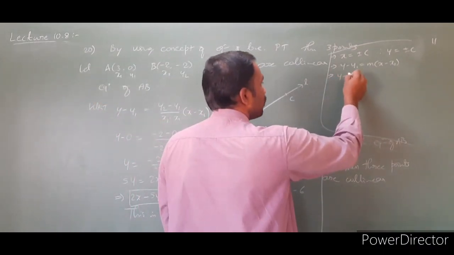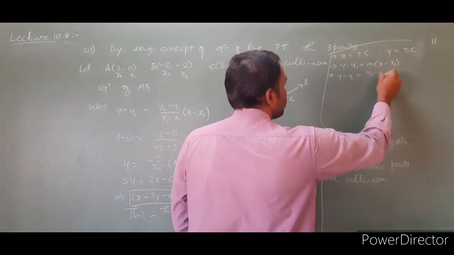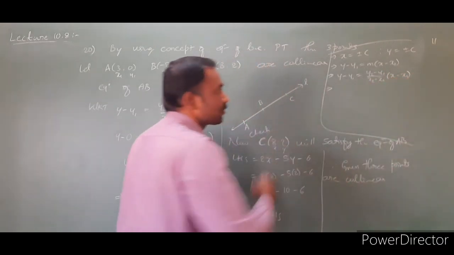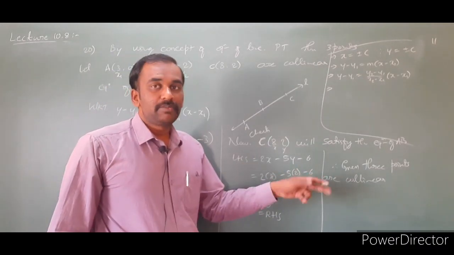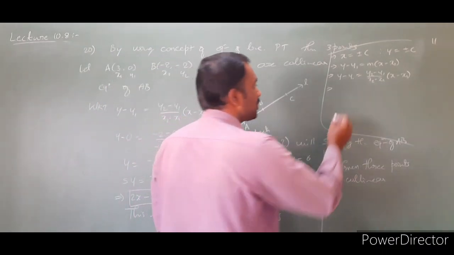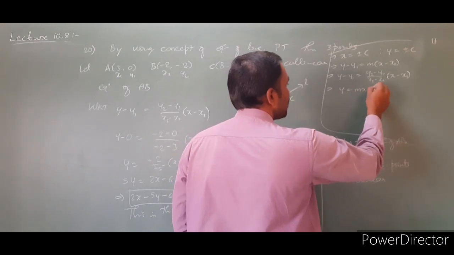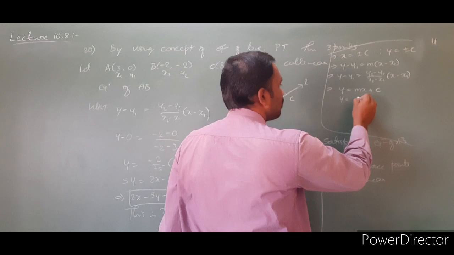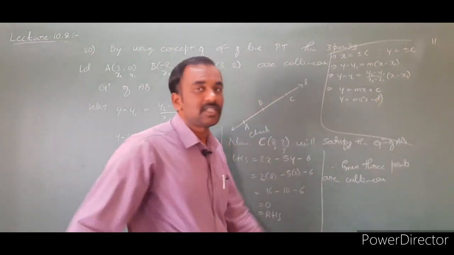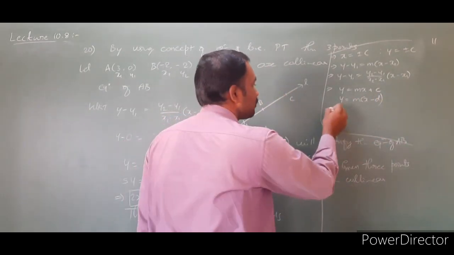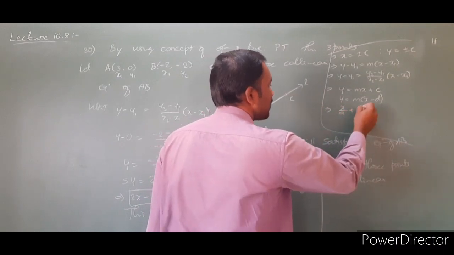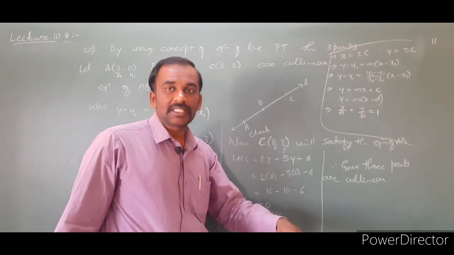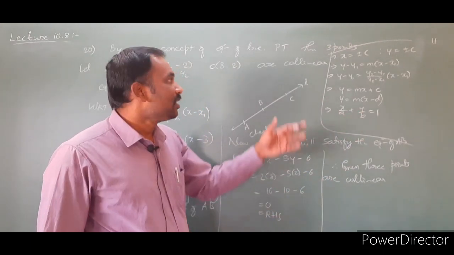In that case, the equation of the line is y minus y1 is equal to y2 minus y1 divided by x2 minus x1 into x minus x1. Then slope and one of the intercepts is given: slope intercept form, y is equal to mx plus c, where c is the y intercept, or y is equal to m into x minus d, where d is the x intercept. Next, intercept form: x by a plus y by b is equal to 1, where a and b are the intercepts of the x and y axis respectively.